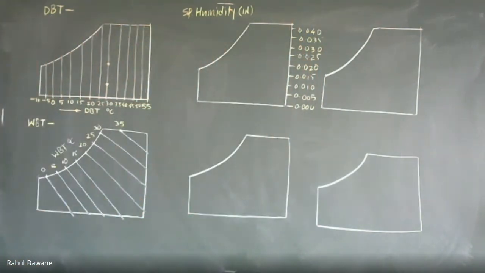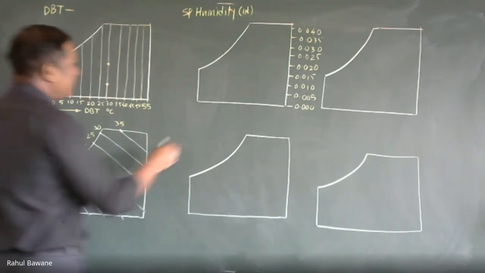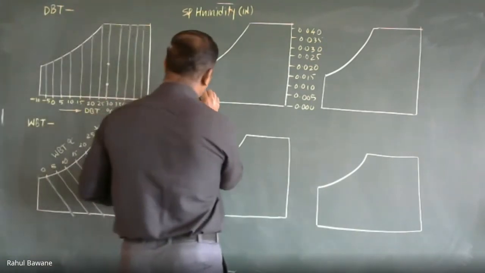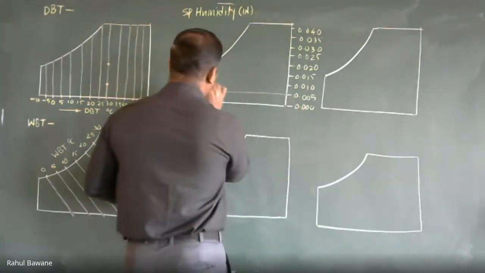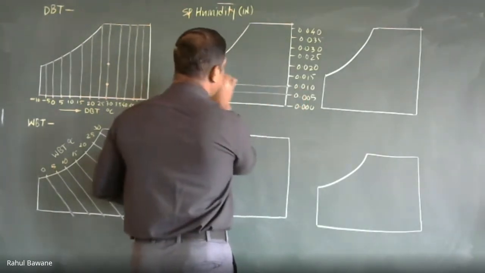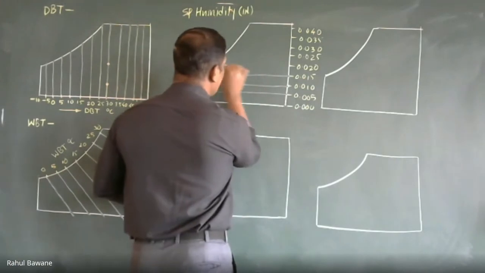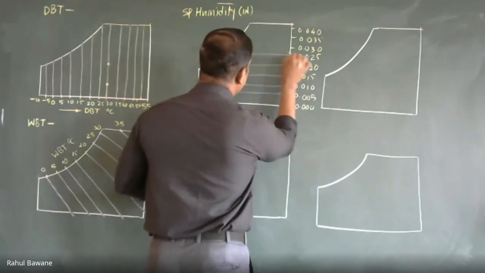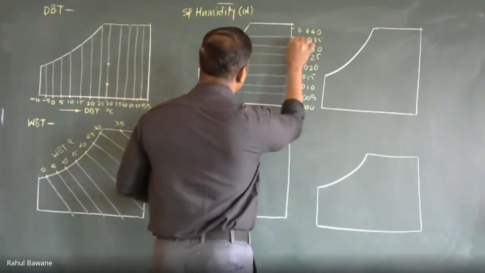And the lines which are representing this humidity ratio or specific humidity are exact horizontal lines. So on a psychrometric chart, when you observe any horizontal line, it belongs to specific humidity.